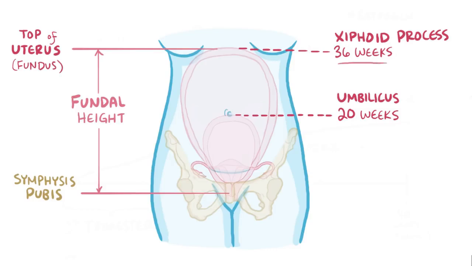For example, here at 36 weeks, you might expect it to be about 36 centimeters, but at 20 weeks, it's probably closer to 20 centimeters.